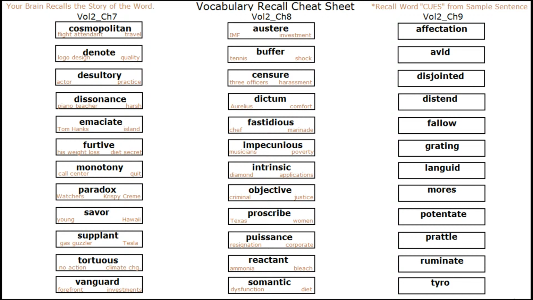Take a look at some of the words that we actually went over before. If you remember puissance, it had to do with the Great Resignation and corporate America and the power structure. Many people saying goodbye to the power structure of corporate America, and that has to do with puissance, which means power.